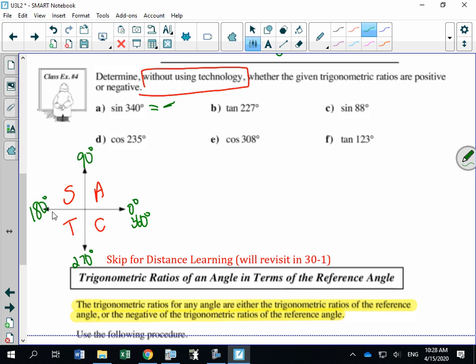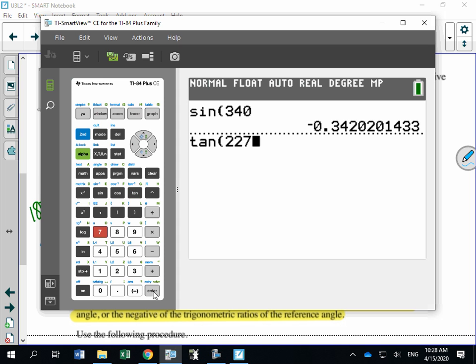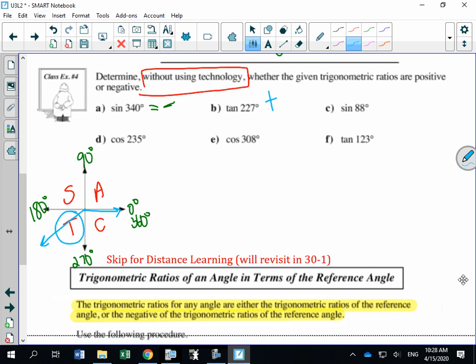Sine will be negative. Let's do tan of 227 degrees. So 227 degrees, I hope you see, would be my angle in standard position, or my rotational angle. 227 would be in this quadrant. I am in the T quadrant for tan. That means that tan is positive. So let's just verify these two. On my calculator, let's type in sine of 340. The only thing I care about right now is that a negative number spits out. Let's type in tan of 227. We said that that answer would be positive, and it is.